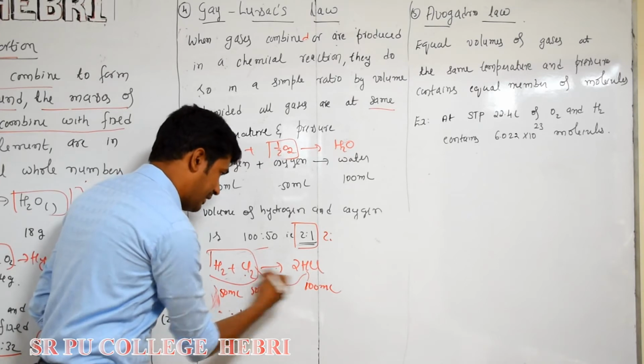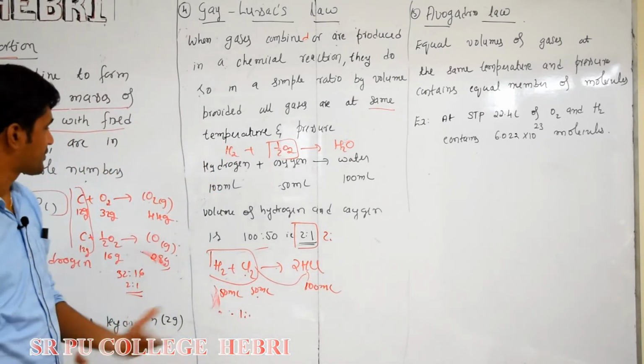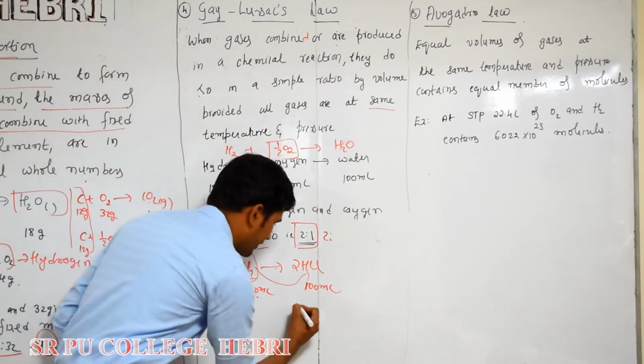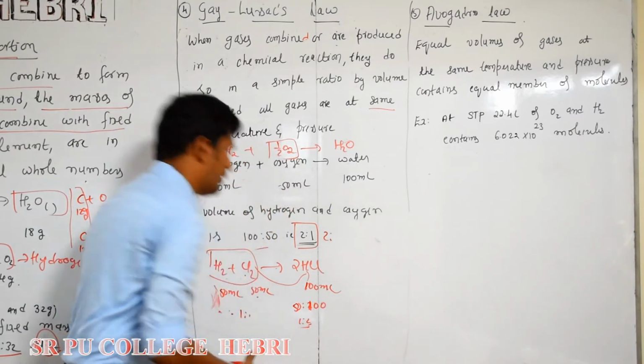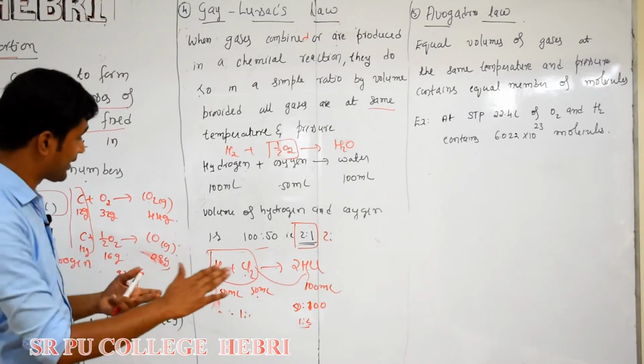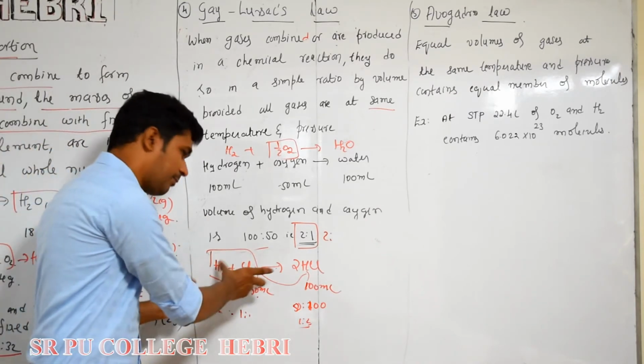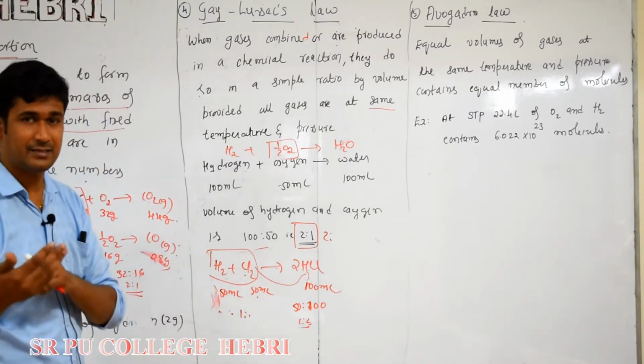Or if I take Cl2 and HCl, the ratio is 1:2, 50 is to 100, so the ratio becomes 1:2. So the simple ratio is present between the volume of gaseous reactants as well as between the reactant and product.